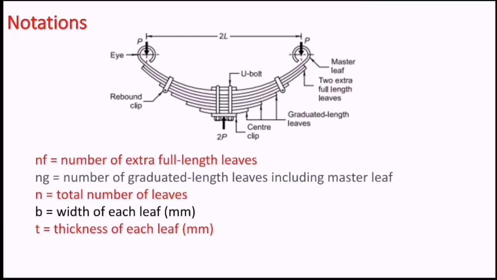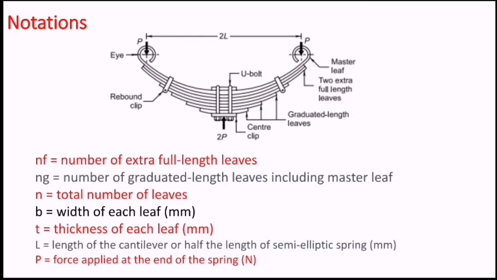As we said, normally the cross section area of this leaf spring is rectangular in cross section. Hence we will assume that the width of the leaf is B and thickness of the leaf is T. L will be length of cantilever or half the length of the spring. P is the force applied at the end of the spring.